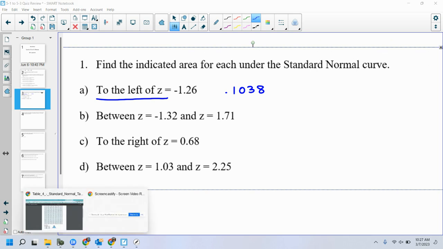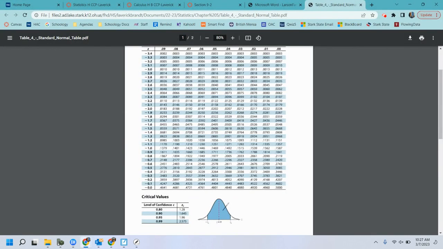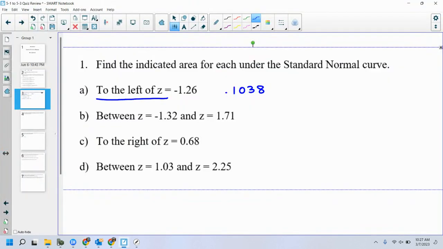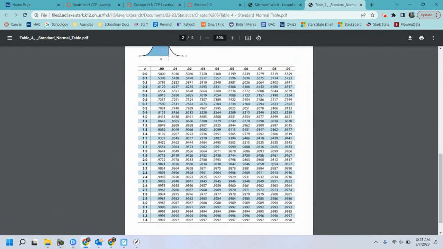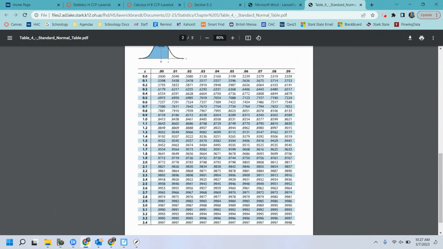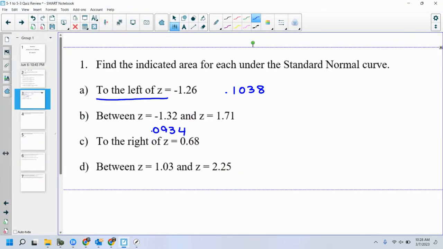Between negative 1.32 and 1.71. So negative 1.32 is all the way over here. Oh, I was right the first time. 1.32 is 0.0934. And then the z-score of 1.71, one column right here, 0.9564.